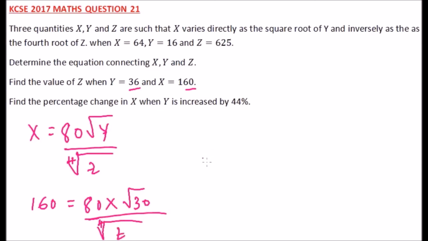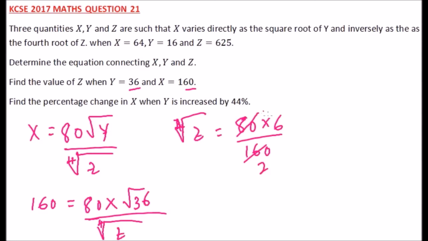Now, when you rearrange that, the fourth root of z is equal to 80 multiplied by the square root of 36, which is 6, divided by 160. So 80 divided by 160 gives you 1 over 2, and 6 divided by 2, you get 3.